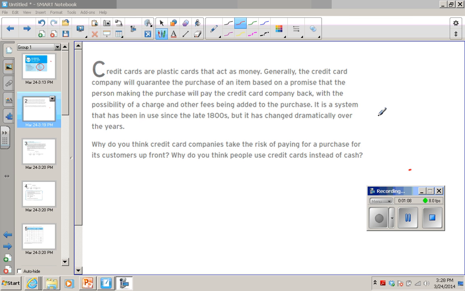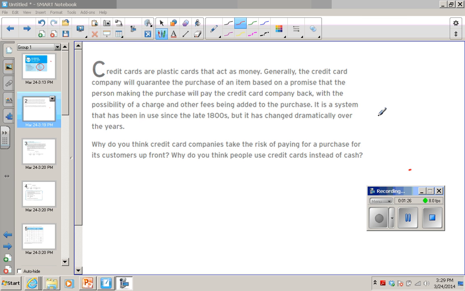Why do you think credit card companies take the risk of paying for a purchase for its customers up front? Why do you think people use credit cards instead of cash? Well, in thinking about this, people use credit cards instead of cash because maybe they don't have enough cash to pay for whatever they're trying to purchase.